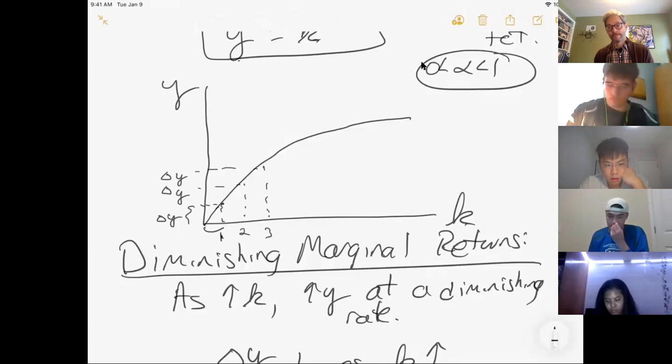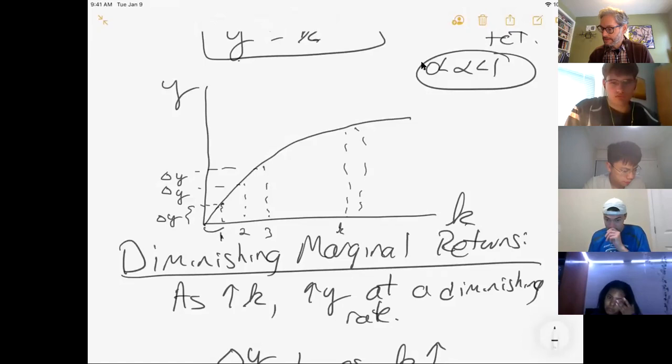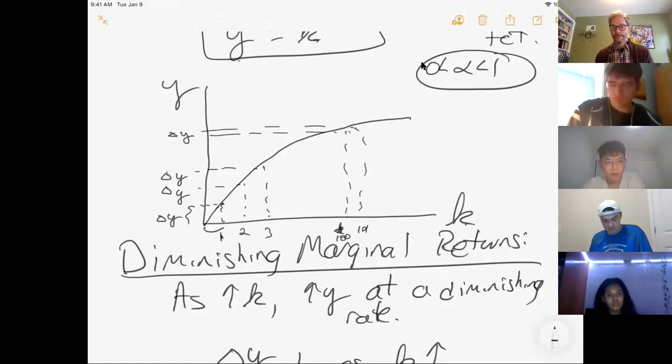But at some level, it's just me. And if I keep on adding more and more capital to the fixed amount of labor, well, sure, I'll probably increase output a little bit, right? So I'm just making up numbers here, 100 and 101. I'll probably change output a little bit, but I'm not going to change it nearly as much as I did at the beginning. That's the intuition behind diminishing marginal returns.